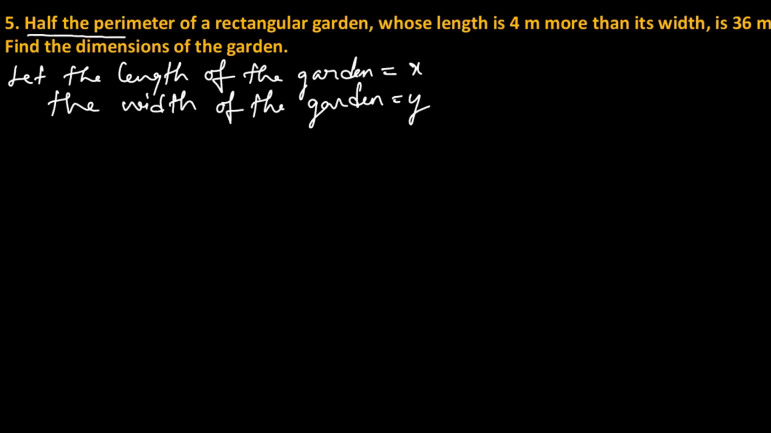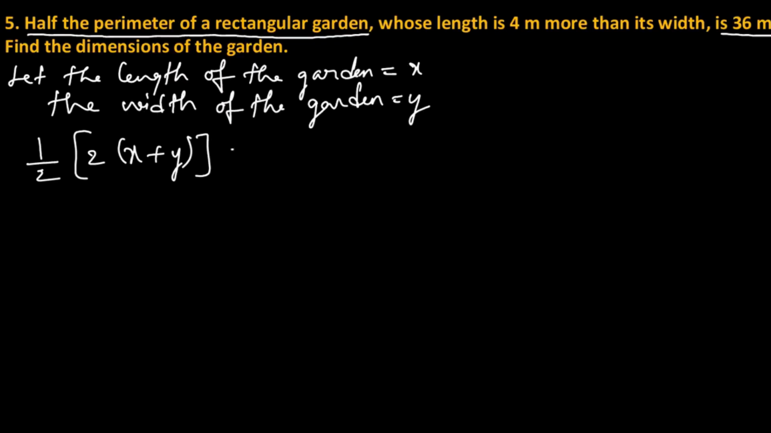Now here in the condition, half the perimeter of the rectangular garden is 36 meters. What is the perimeter of the rectangle? That is 2 into x plus y, nothing but 2 into length plus width. Here we have considered the length as x and width as y. So half the perimeter, half into 2 into x plus y is equal to 36 meters. 2 got cancelled. Our first equation will be x plus y is equal to 36.